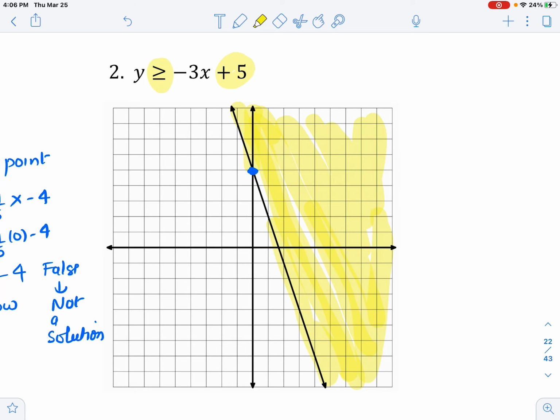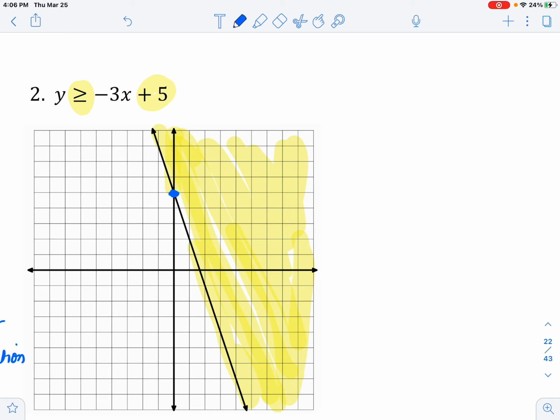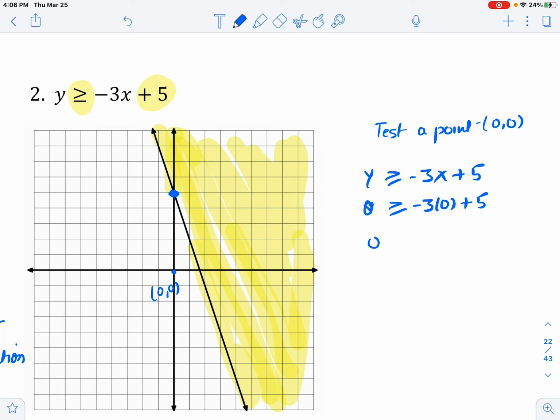This is a quick trick, but if I have to do that, I just plug in a test point, and the point I always choose is 0, 0. That's easier. If they don't give me any point, I just pick 0, 0. Y is greater than or equal to -3x plus 5, so 0 is greater than or equal to -3 times 0 plus 5. 0 is greater than or equal to 5? No, that's false. So I can say not a solution.